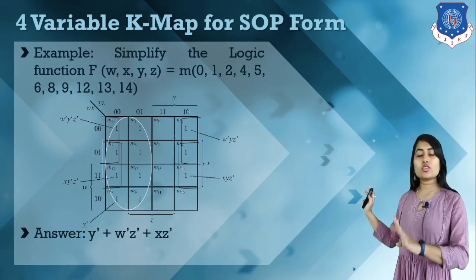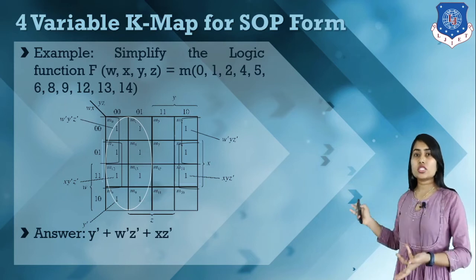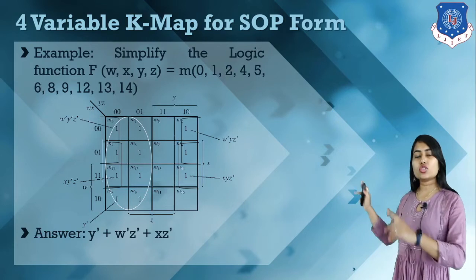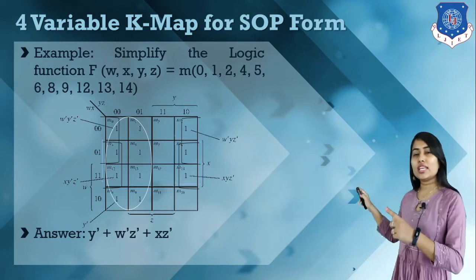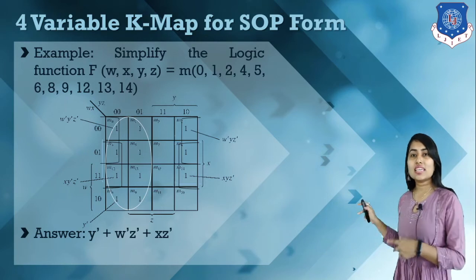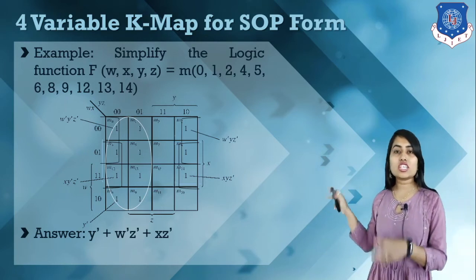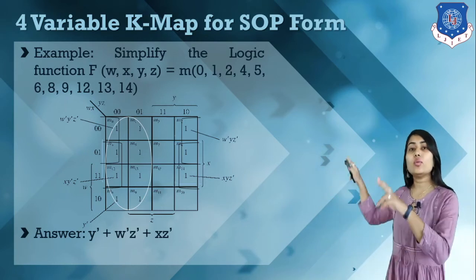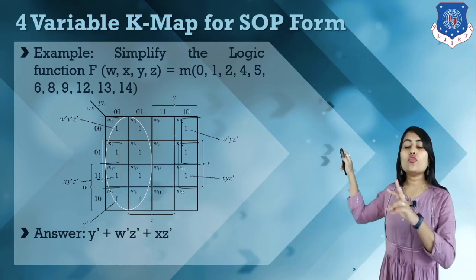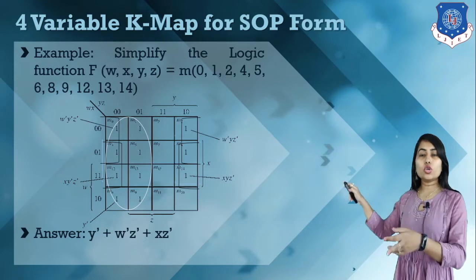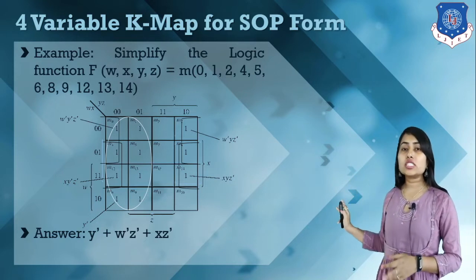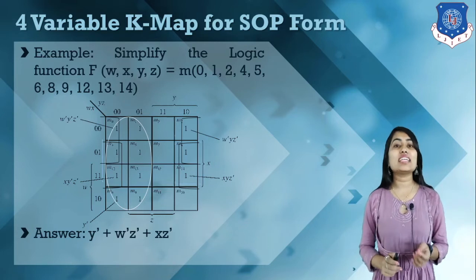First try to make a group of 16, which is not possible. So next try to make a group of 8. Yes, we can make a group of 8 like this. What is the logical function for this? In the horizontal direction all values are different, and in the vertical direction we have a common value, that is y dash. So for this group the function is y dash.